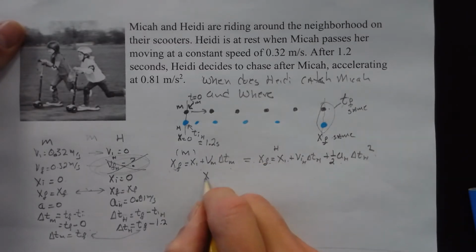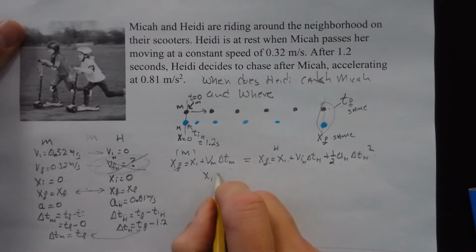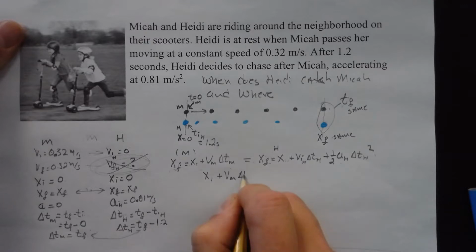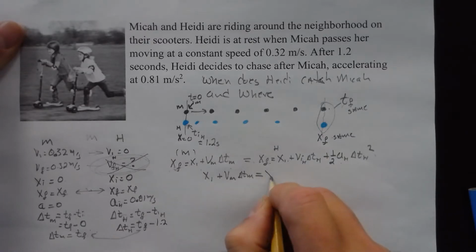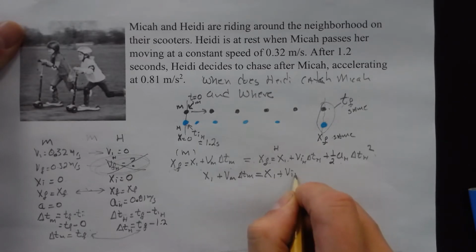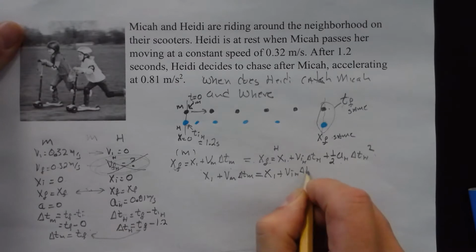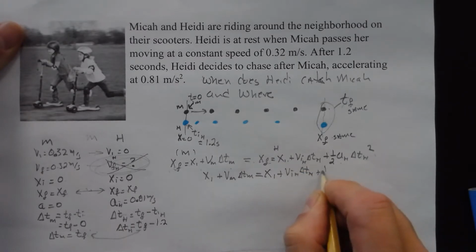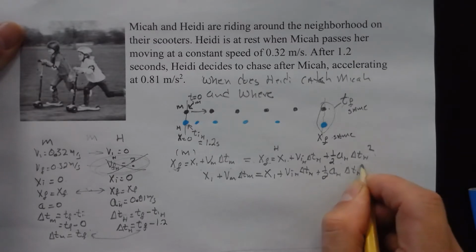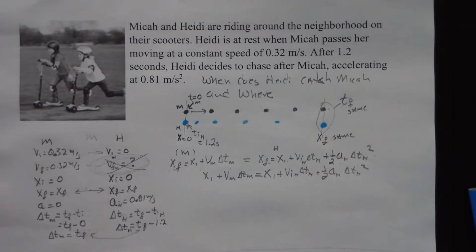So I'm going to make these two. I've got x initial for Heidi, which is the same for everybody. Velocity for Micah, change in time for Micah, is going to equal x initial for Heidi plus velocity initial for Heidi, change in time for Heidi, plus 1/2 the acceleration for Heidi, the change in time for Heidi squared. Now a lot of things go away.